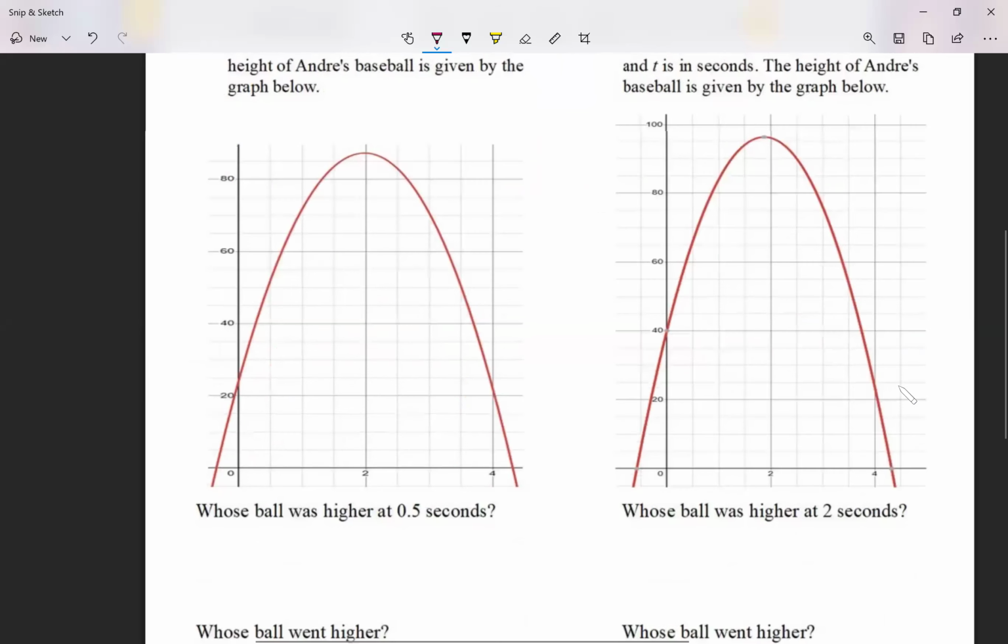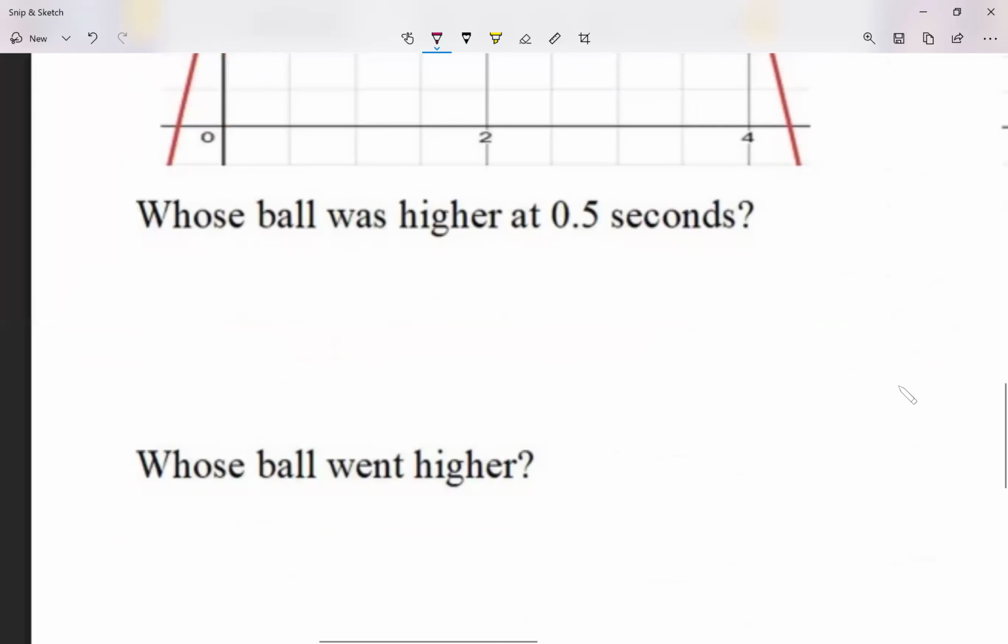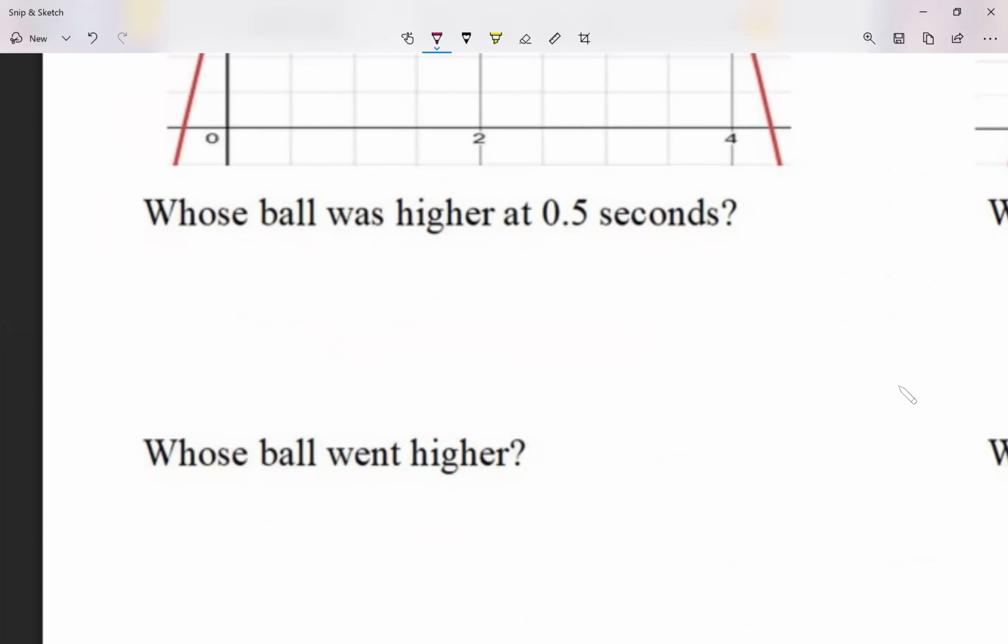So let's take a look at the first question. Whose ball was higher at 0.5 seconds? Now, I don't want us to just take a guess, like I think it was Brett's ball, or I think it was Andre's ball. So we're going to figure out the height of each, and then we're going to be able to tell. So for the formula for Brett, let me use his formula.